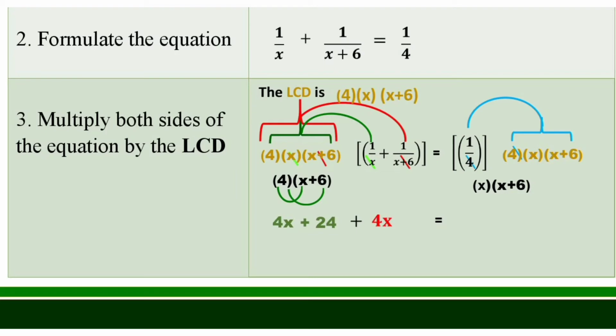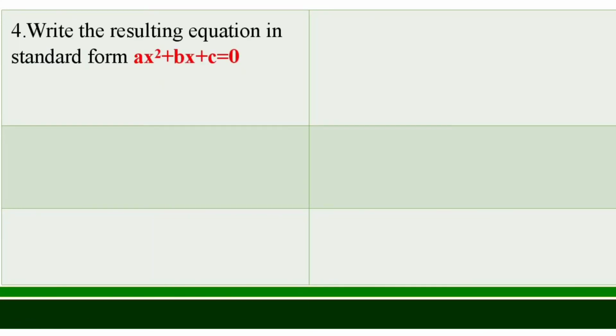Again, we are going to apply the distributive property of multiplication. So x times x, the product is x squared. X times 6, the product is positive 6x. Okay, class. As you observe, we have similar terms on the left side. So we have 4x plus 4x equals 8x, plus 24, equals x squared plus 6x.